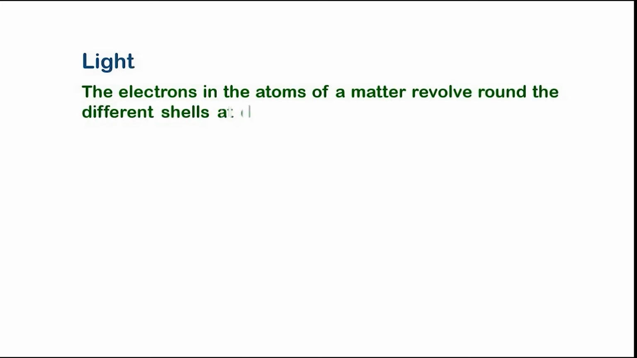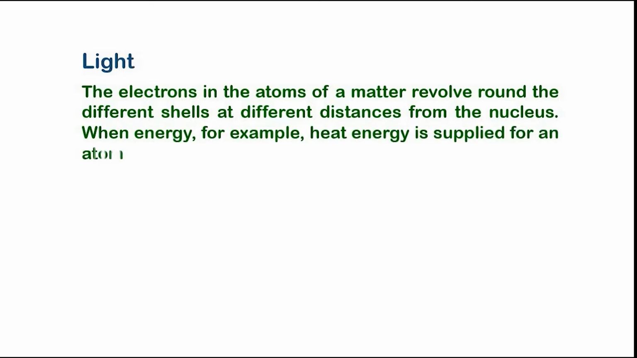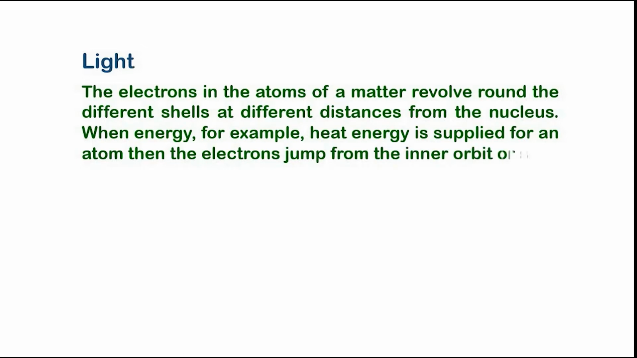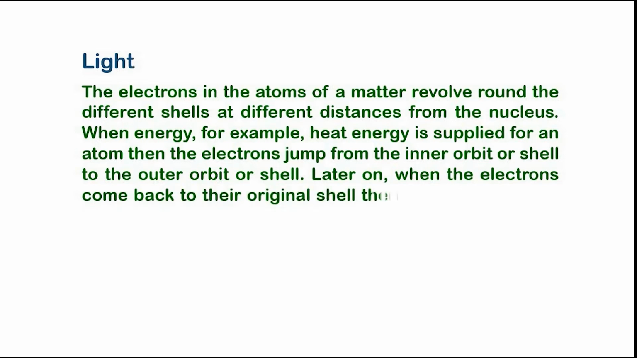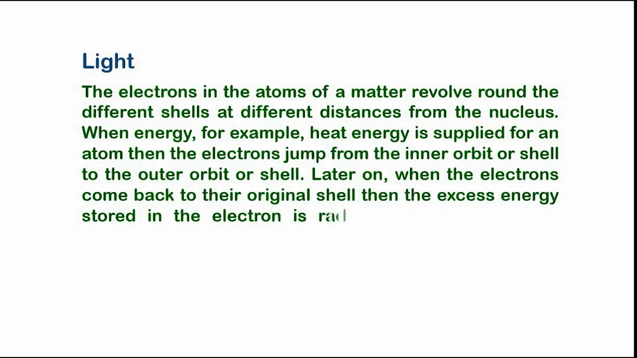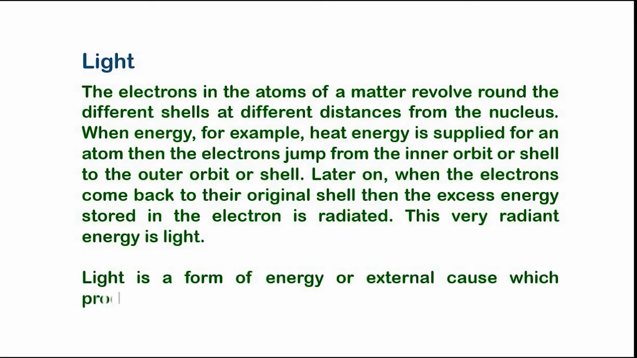Now, what do you understand by light? The electrons in the atoms of matter revolve around the nucleus in different shells at different distances. When energy, for example heat energy, is supplied to an atom, the electrons jump from the inner orbit or shell to the outer orbit or shell. Later, when the electrons come back to their original shell, the excess energy stored in the electron is radiated. This radiant energy is light. So we can say light is a form of energy or external cause which produces the sensation of sight in our eyes.